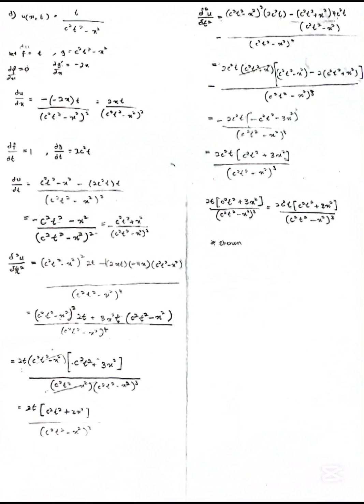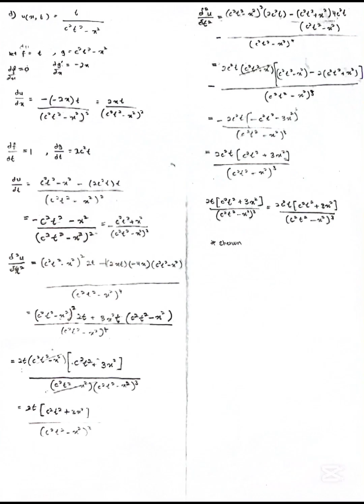So we need to differentiate the function with respect to x by using the quotient rule, and we got 2xt over (c²t² − x²)². Same goes to the function ∂u/∂t, and we got −(c²t² + x²) over (c²t² − x²)². Differentiate ∂u/∂t and ∂u/∂x.